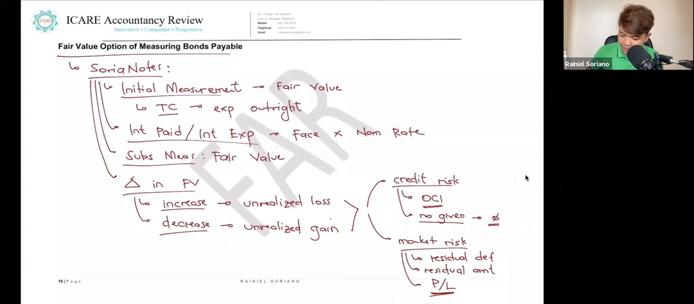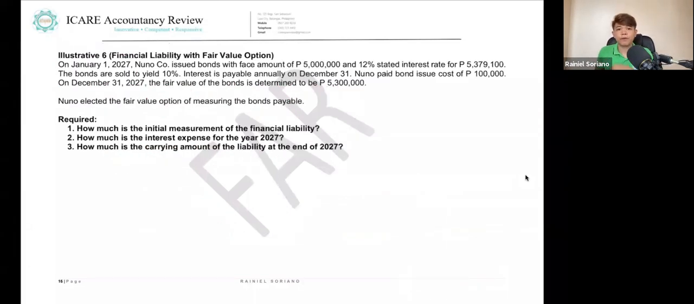So to understand this better, let's go to illustrative problem number 6. On January 1, 2027, Nuno Company, one of my favorite characters, actually, Pepper, I call Nuno. Nuno Company issued bonds with face amount of 5 million and 12% stated interest rate for 5,379,100. The bonds are to yield 10% and interest is payable annually on December 31.